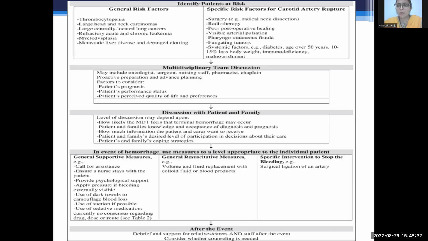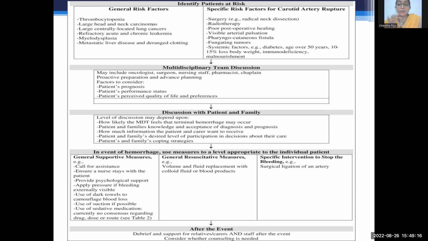This is going to help you identify which patient is at risk, right? So a patient who is having a surgery, a radical neck dissection, who's having radiotherapy, poor post-operative healing, visible arterial pulsations seen probably on the ulcer bed, and pharyngeocutaneous fistulas, fungating tumors, or maybe the patient has some other morbidities like diabetes, over 50 years, or 10 to 15% loss of body weight. He is immunodeficient or is malnourished.